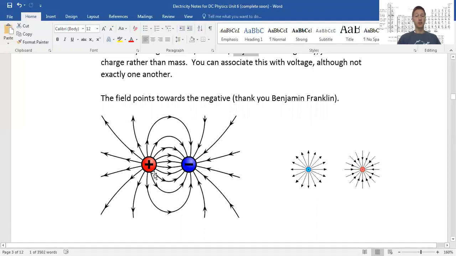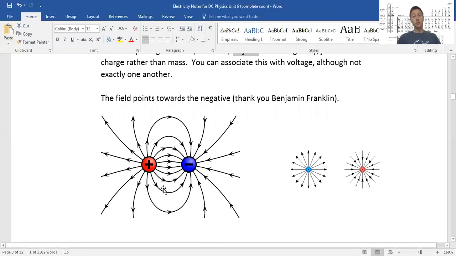So if you're looking at this little diagram here, you'll see that this positive particle has an electric field that emanates from it, and this negative one has arrows pointing towards it. So the electric field leaves the positive and comes to the negative. All right, that's because Benjamin Franklin said that the positive charges are moving. And because we didn't change a thing, we've been using that ever since.